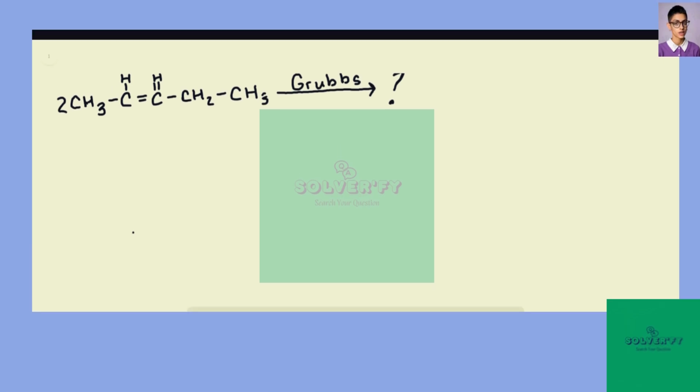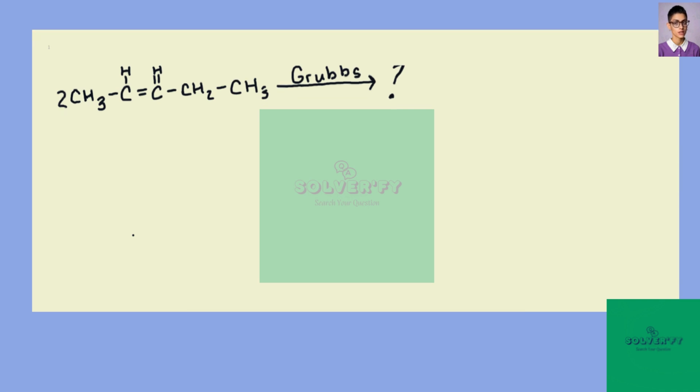Alrighty, so today we're talking about the metathesis of cis-2-pentene. When you're doing a metathesis reaction, we're using our Grubbs reagent and we're changing at the double bond. The way that I like to approach these problems is to use color coding.